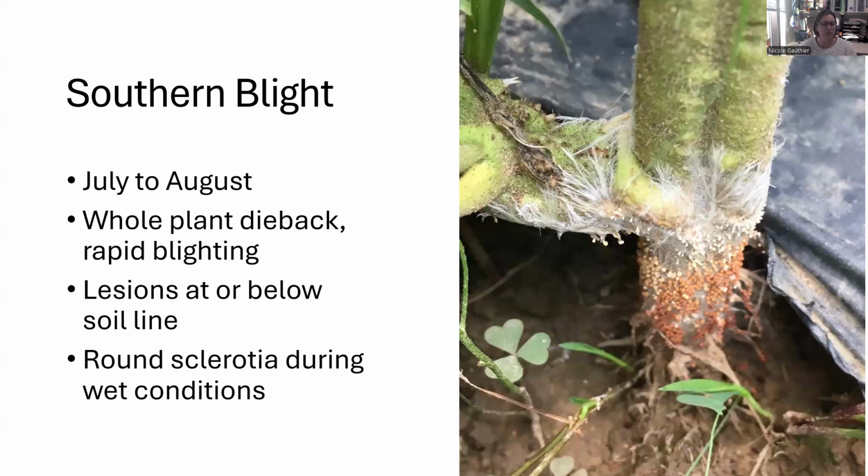Those round sclerotia, there are a lot of them during wet conditions, but again, under plastic, especially if you're drip irrigating. If your field has a history of southern blight, you will see it later in the season, especially as it starts getting hot. So again, entire plants wilt and die back. That's different than the progression of a leaf disease. This is an entire plant.